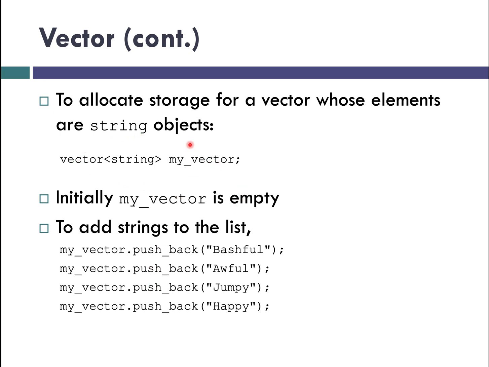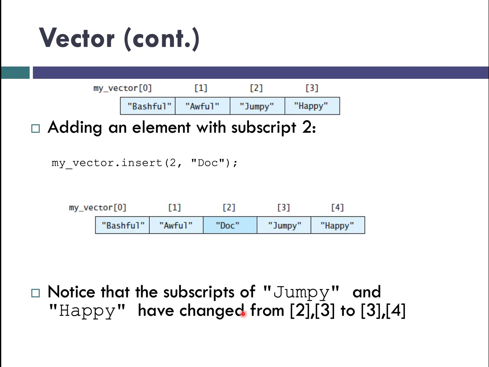Again, if we declare this vector of strings, it will start out empty, and then we can do push_back to push things onto our vector. We can also use the square brackets to index into the things we have pushed on there. We can also insert something. For example, we can insert at position 2, and you'll notice that it takes Jumpy and Happy and pushes them into the next locations and puts 2 at that particular position in the vector.